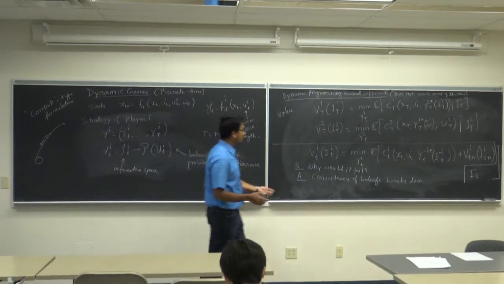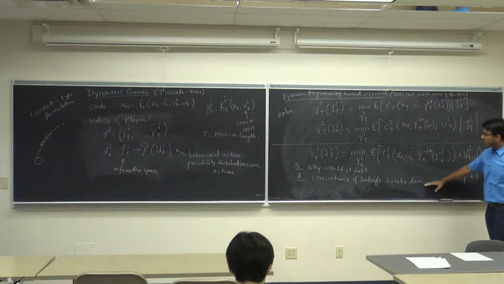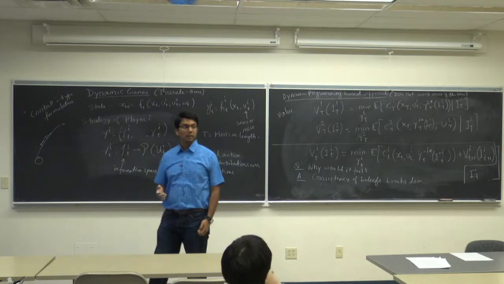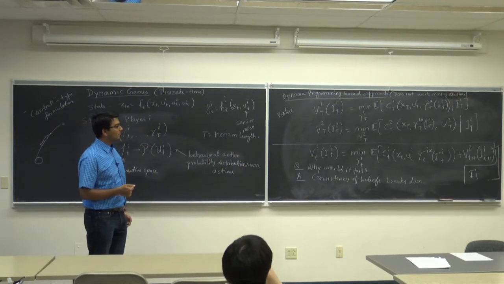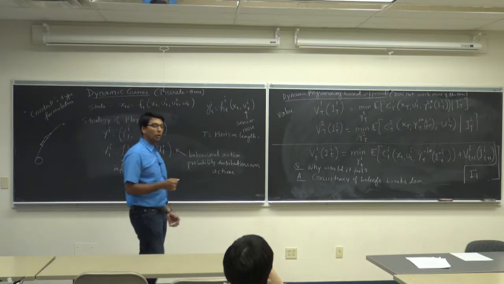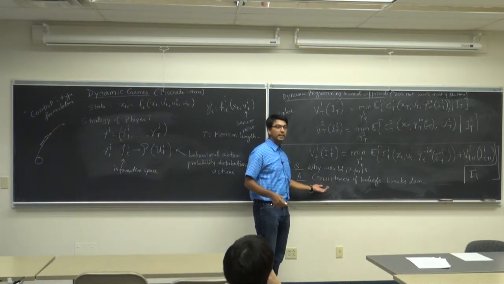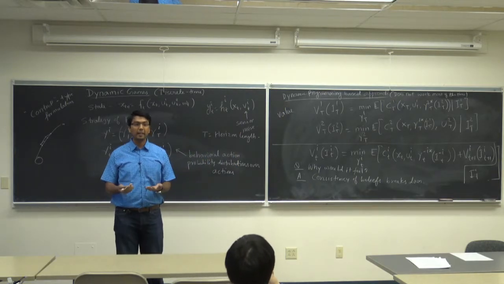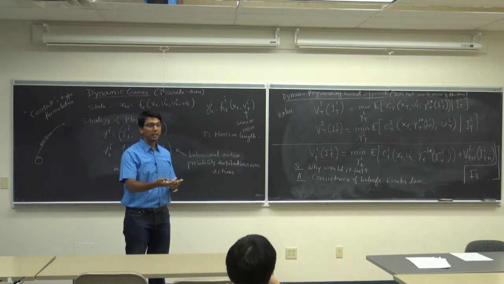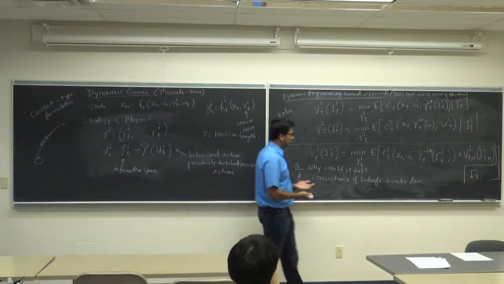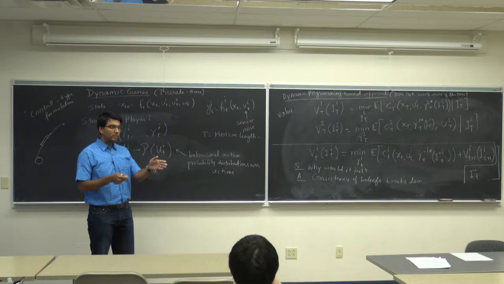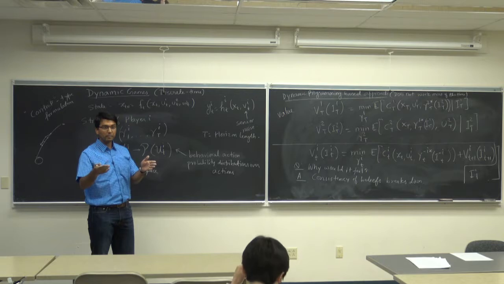So how should we fix this problem? I mean, what I'm saying is consistency of belief is breaking down, so how should I go about fixing it? What can I do to fix this inconsistency in belief? Why do we have inconsistency in belief? It's because we haven't shared our previous strategies with the other player. So somehow in this dynamic setting, the belief has to be consistent with the strategies that all the players have used in the past.